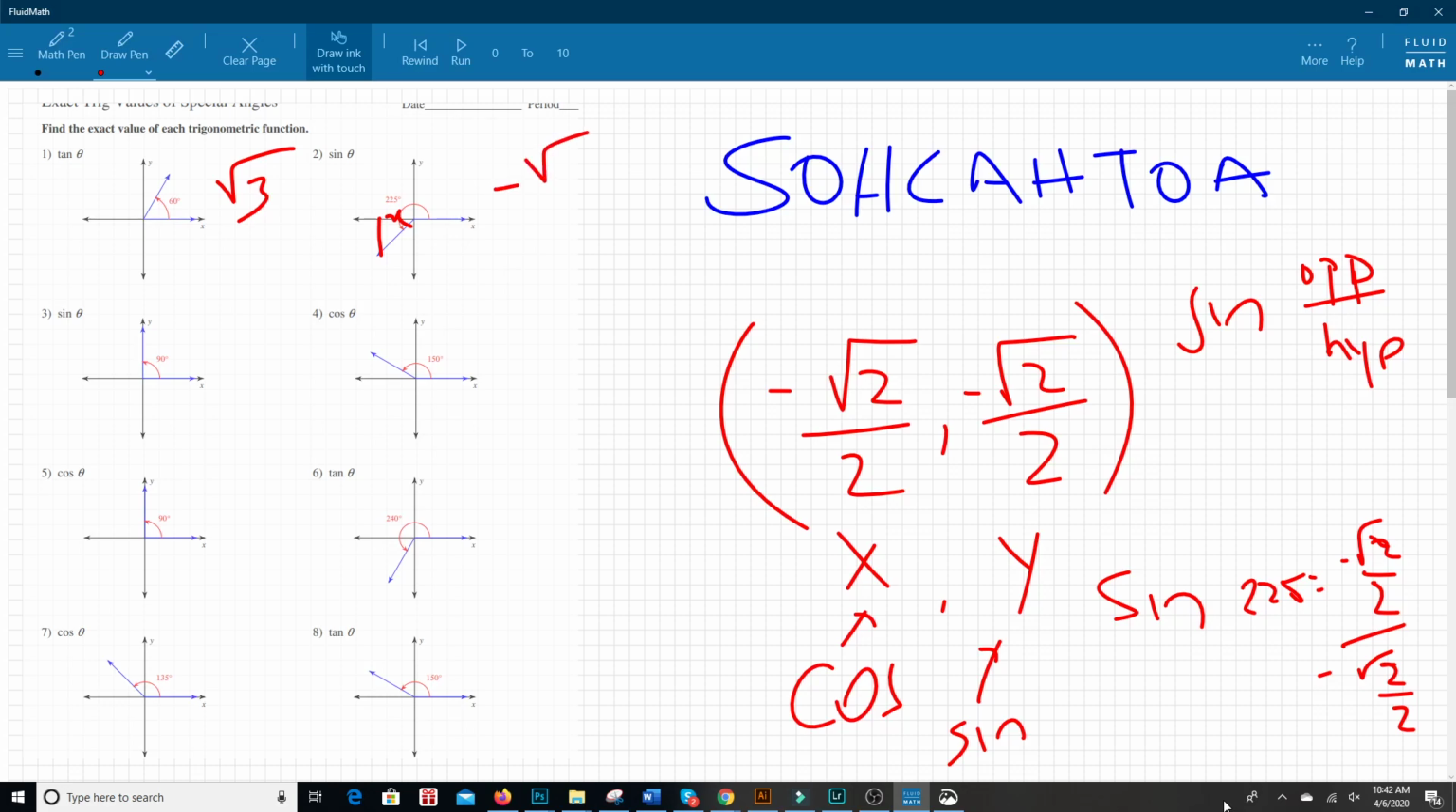negative radical 2 over 2 times 2 over negative radical 2. Okay, cancel that and cancel that out. Essentially those two things cancel out, and I'm just left with a 1. 1 is my answer.